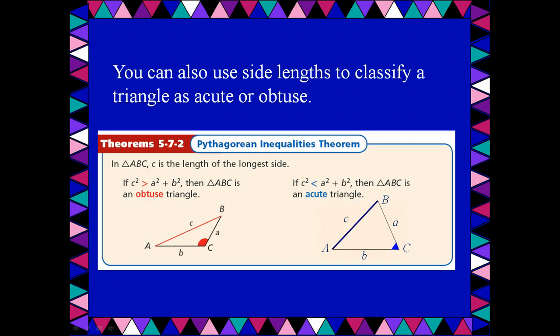You can also use side lengths to classify a triangle as acute or obtuse. In triangle ABC, c is the length of the longest side. If c squared is greater than a squared plus b squared, then triangle ABC is an obtuse triangle. If c squared is less than a squared plus b squared, then triangle ABC is an acute triangle. This is the Pythagorean inequalities theorem.